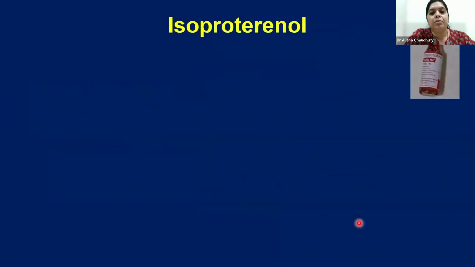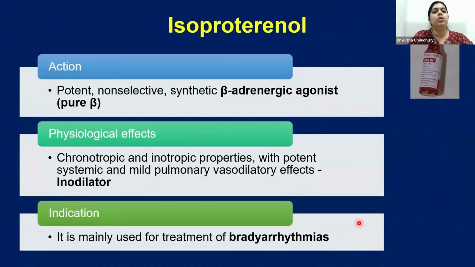Now, the other drug, probably the last drug we'll be discussing, will be isoproterenol or isoprenaline, which you commonly use in the ICU. Remember, like phenylephrine was a pure alpha, this is pure beta. There is no action on alpha. So it has both chronotropic and inotropic effects. That is, chronotropic is increasing heart rate and inotropic is increasing the contractility of the heart.